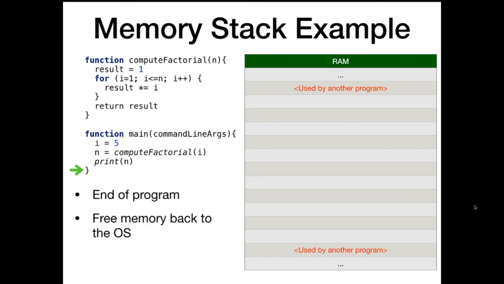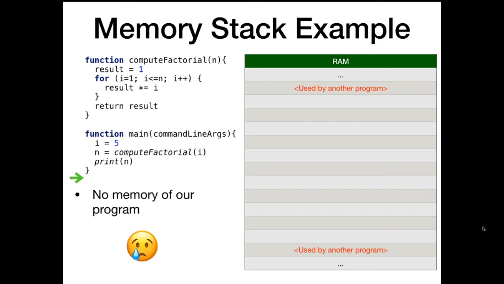We reach the end of this block. Once we reach the end of our program, the end of our main method, we're going to free up all of the memory. We're going to go back to our OS and say, hey, we're done with this program. You can have all of that memory back that you gave us for the stack. And there's no memory of this program ever running. It's not on our RAM anymore. It's just gone.